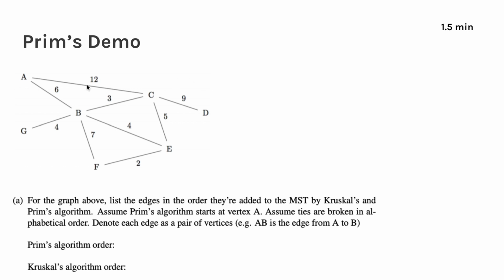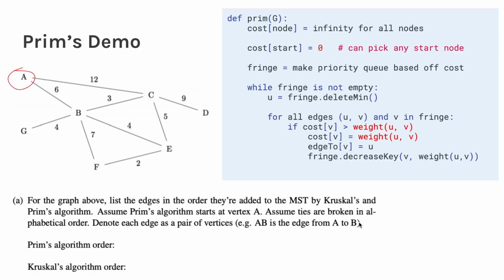Okay, so we're given the above graph, and it asks us to list the edges in the order they're added to the minimum spanning tree by Kruskal's and Prim's algorithm. And assume Prim's algorithm starts at vertex A because we have to pick some arbitrary vertex for Prim's. And assume ties are broken in alphabetical order. This is just for convenience, so that everyone's answer looks the same. And then denote each edge as a pair of vertices, so A, B is the edge from A to B. Okay, awesome. Let's go through this.